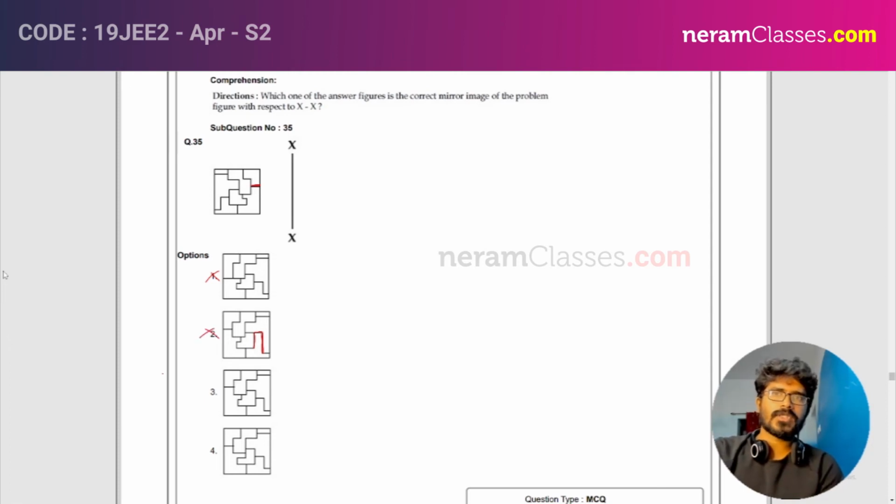And if you compare 3 and 4, the difference is in this portion. Here you can see it is like one is behind the other, which is matching with the third option, and the fourth is not matching. So option 3 is the right answer.